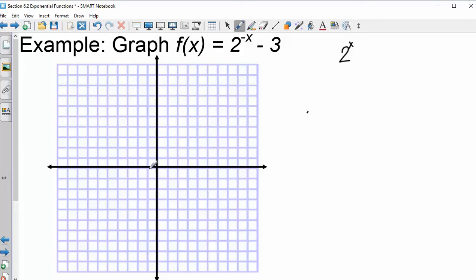If you put in a -1, 2 to the -1 is 1/2. If you put in a 0, 2 to the 0 is 1. And if you put in a 1, 2 to the first is 2. So this is our parent function. Graph it with a dashed line.